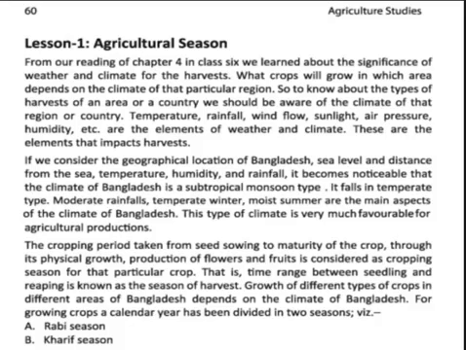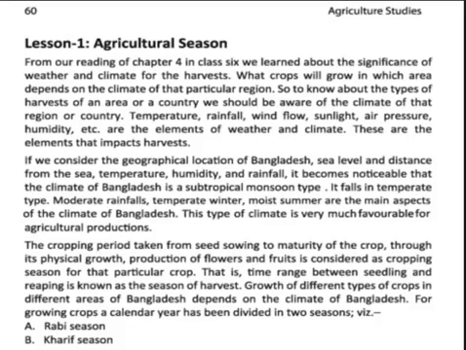So we are living in the subtropical monsoon area, which is more helpful for producing crops. The cropping period is taken from the seed sowing to the maturity of the crop, through its physical growth and the production of flowers and fruits, and is considered the cropping season for that particular crop. The time between seedling and reaping is known as the season of the harvest.